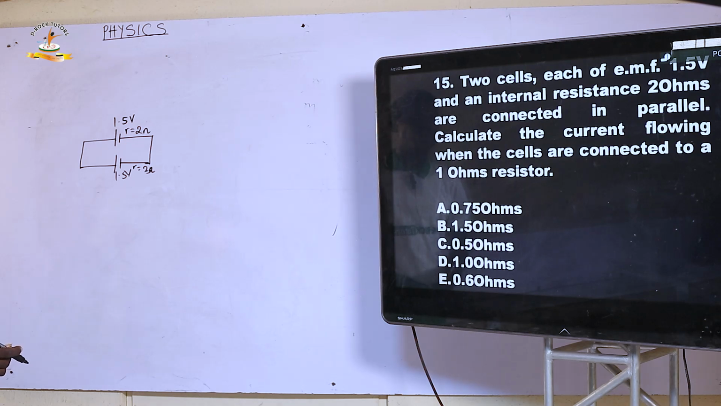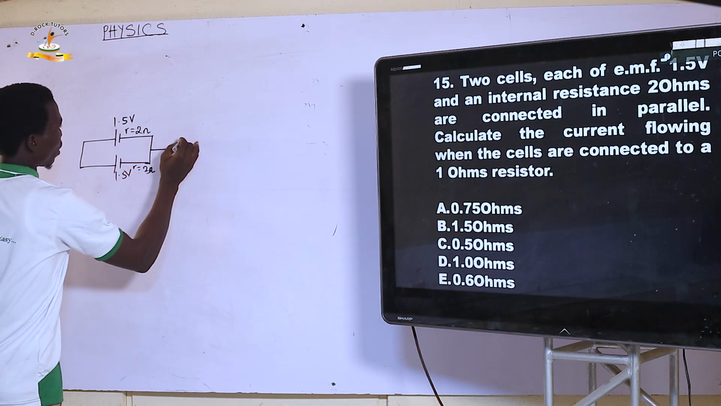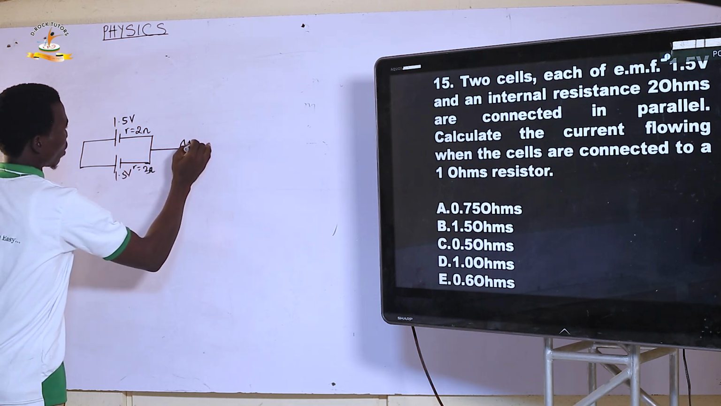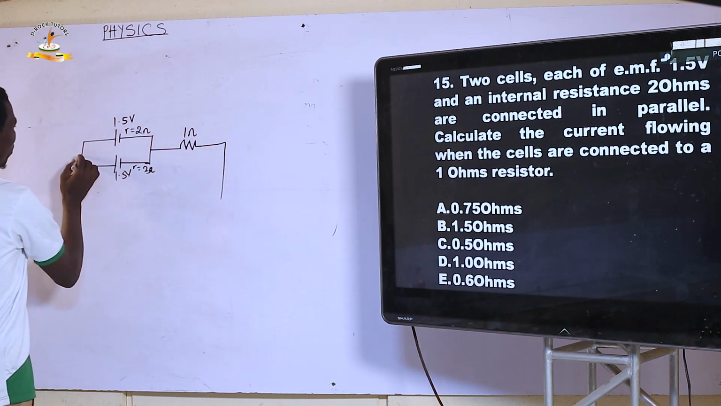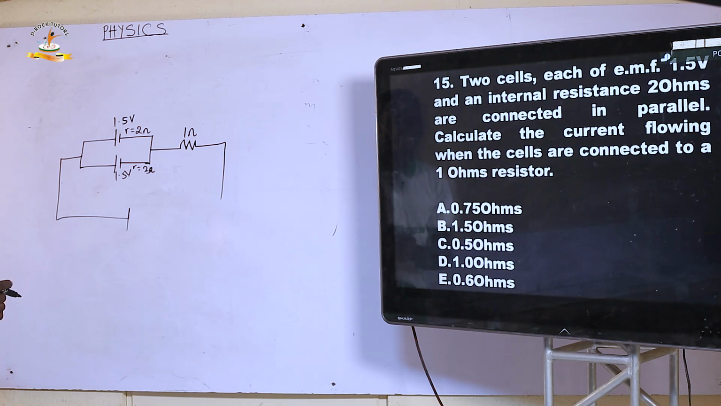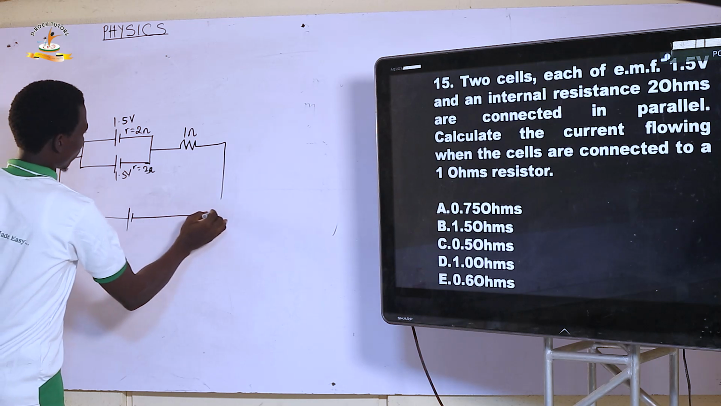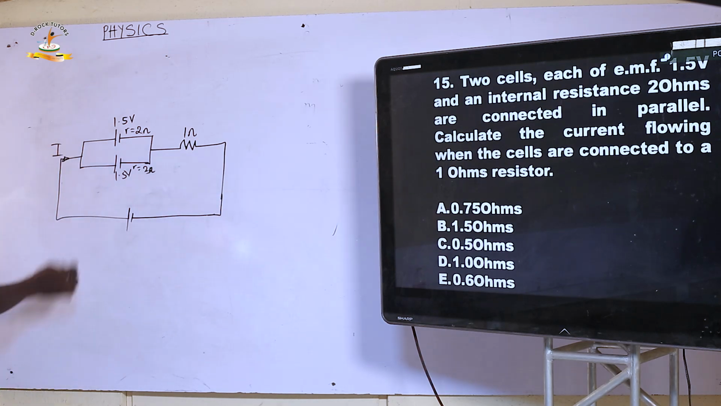They are connected in parallel. Calculate the current flowing when the cells are connected to a 1 ohm resistor. So there is a 1 ohm resistor that is now here, 1 ohm, and we have to look for the current flowing. So I is the current flowing.